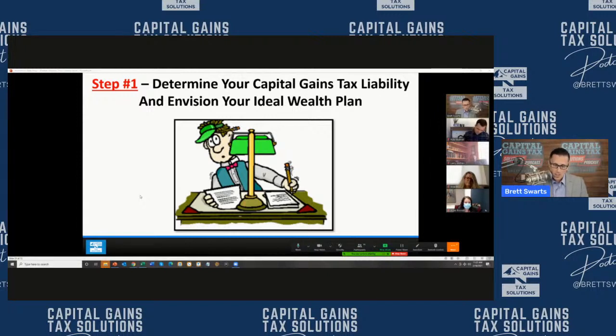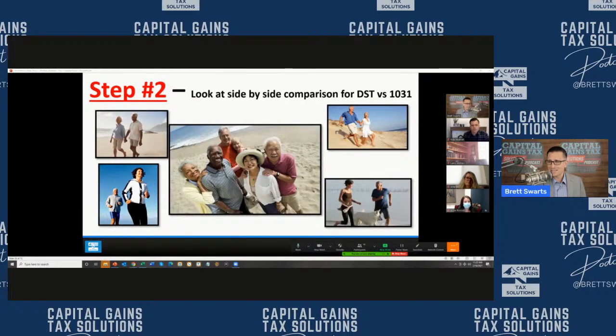I'm doing a deal right now, helping a client potentially sell a $2.5 million property in Northern California, and they have next to a 0 basis, and the return on equity is very low. They bought it for 1.2, with next to no debt. So we're looking at ways to return their equity and make it work for them, right? Step number 2 is look at a side-by-side comparison of the tools, the DST versus the 1031.